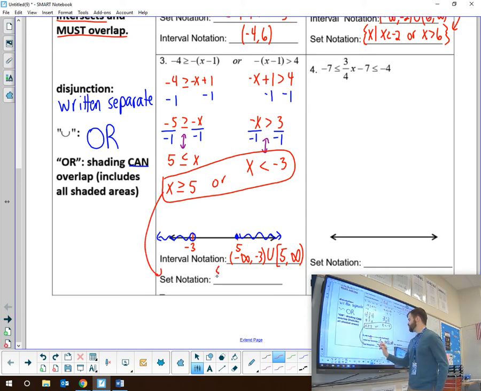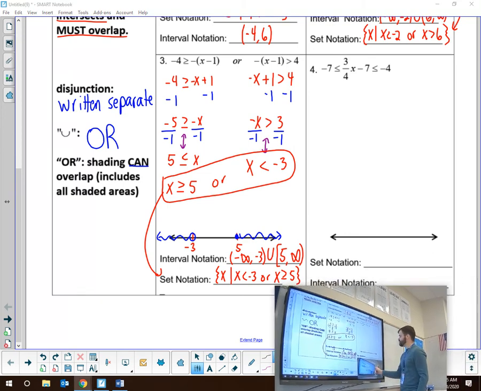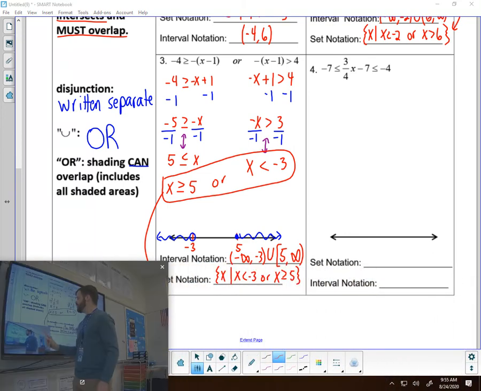We're just going to do all numbers such that x is less than -3 or x is greater than or equal to 5. It does not matter which order that you write these in, just make sure you get both of them in there. Alright, our last one on this first page, let's take a look here at number 4.